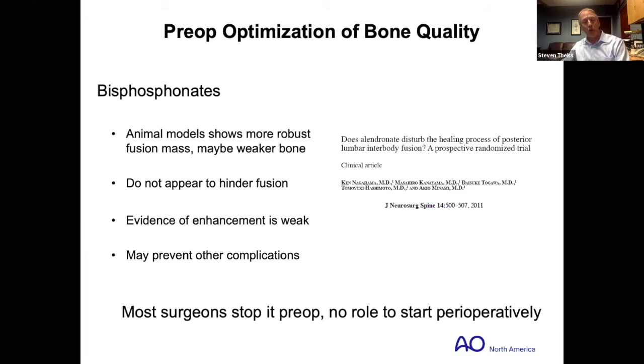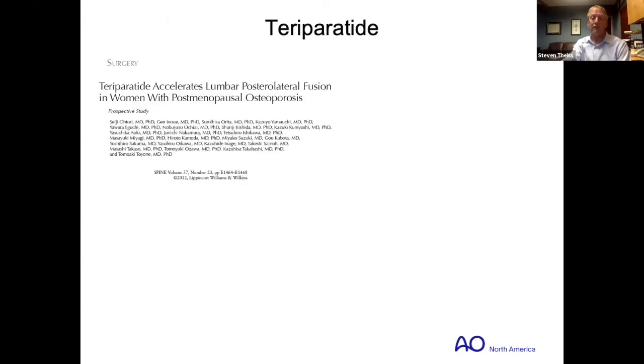Just anecdotally, most surgeons stop bisphosphonates preoperatively and then start them in the post-op period after the first several weeks. I think that the clinical evidence shows that you're probably okay to keep patients on their bisphosphonate, and it's not going to lead to any kind of adverse outcome. We certainly don't use it, though, to optimize bone health before surgery.